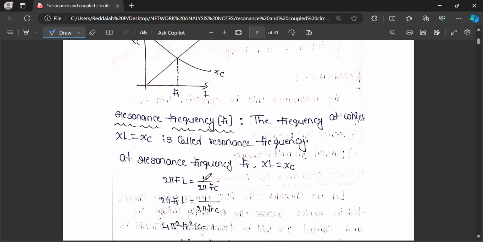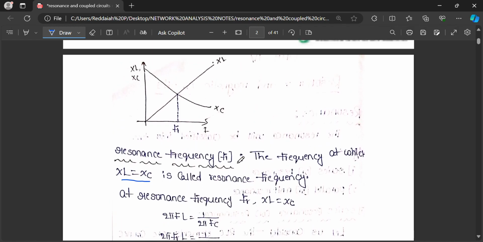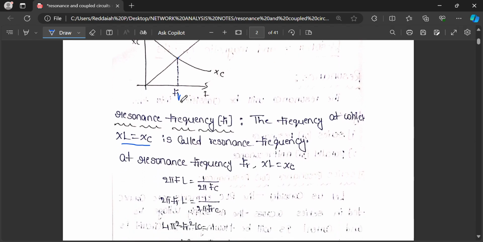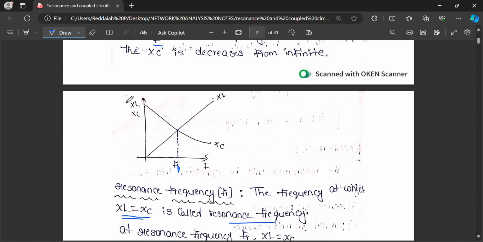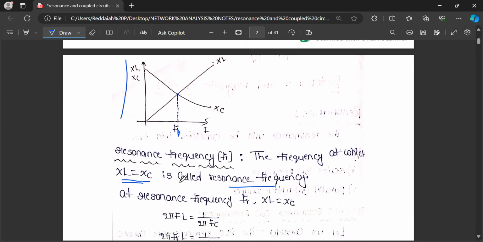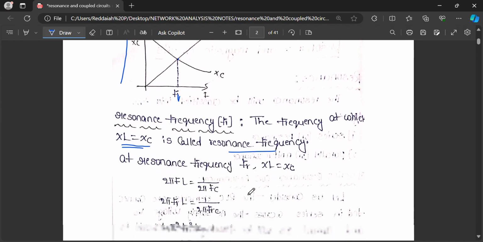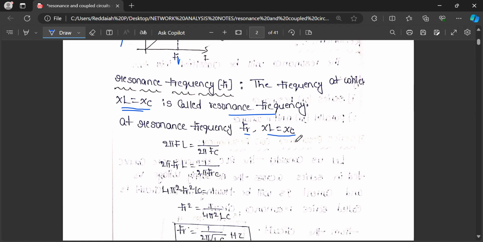The frequency at which XL equals XC is called the resonance frequency. If you draw the curves of XL and XC, the two curves will join at one point, that is called the resonance frequency FR. Simply we can remember: XL equal to XC, at that point, what is the frequency? This graph we have to draw. At resonance frequency FR, XL equals XC, this is the condition.